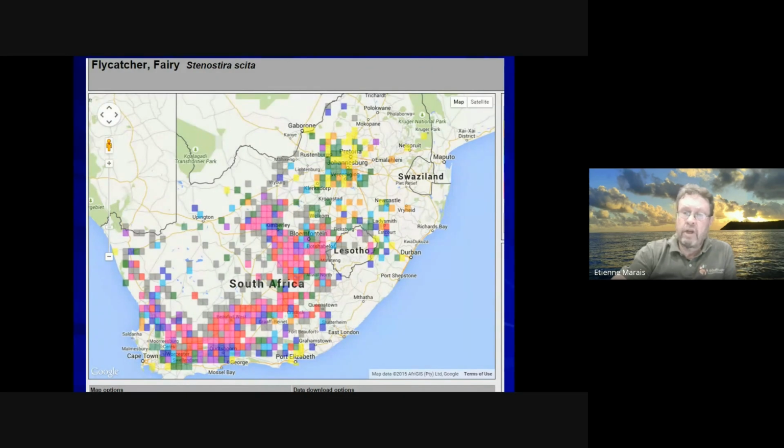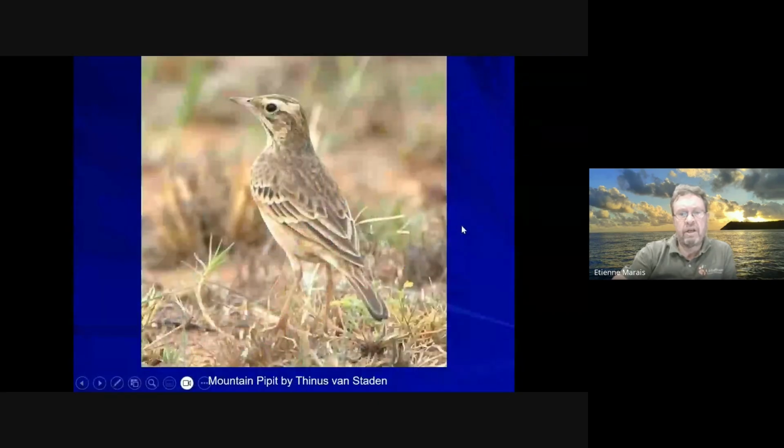And then, of course, if you go to SABAP, it also shows the seasonality, and you can see that they arrive usually in April and they depart in September from most of these northern areas, which matches the breeding cycle.